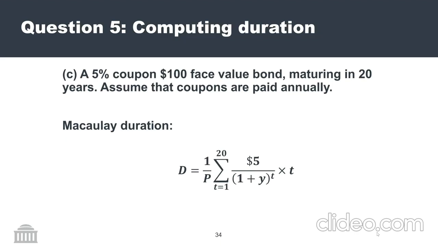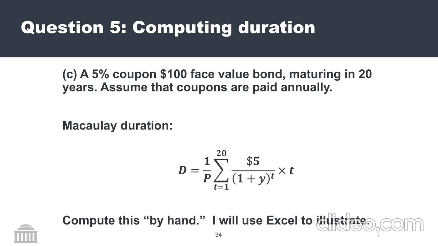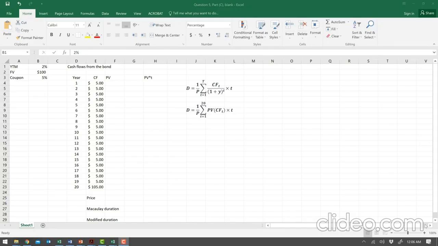So all we need to do here is compute the price of this bond and compute this sum, and this would give us the Macaulay duration. We can compute this by hand, but it's a little bit tedious because we have 20 periods, and for each period we have to compute these numbers. So I will use Excel to illustrate how to compute the duration for this bond.